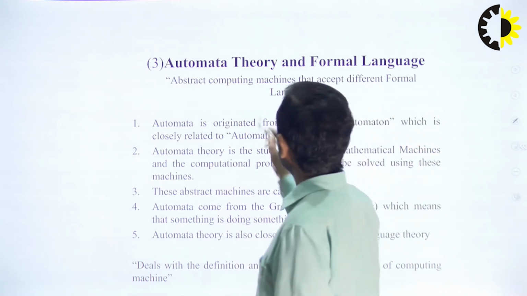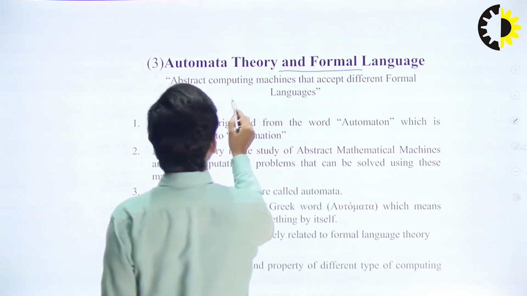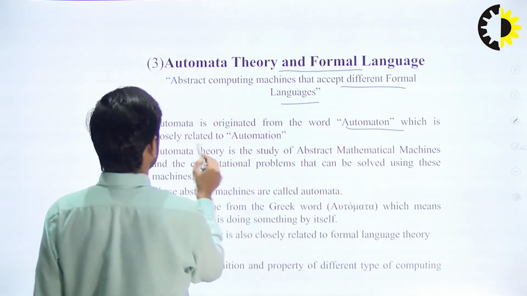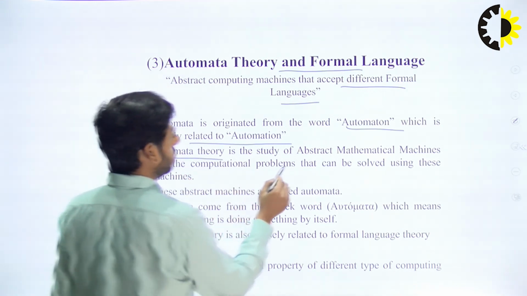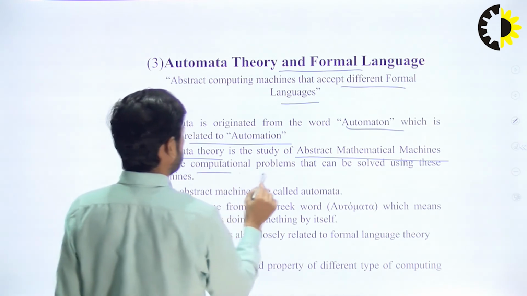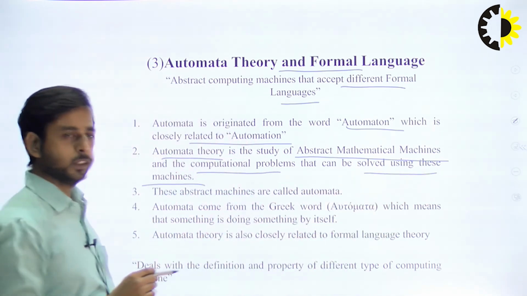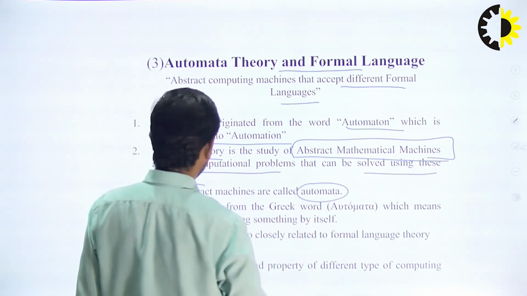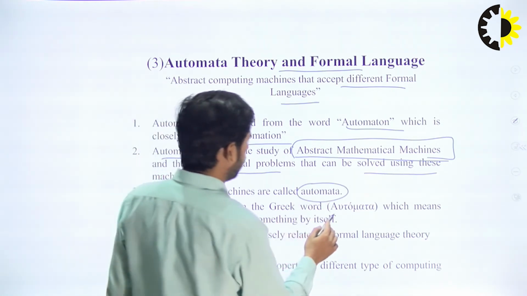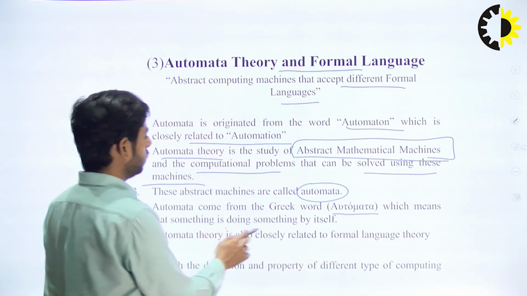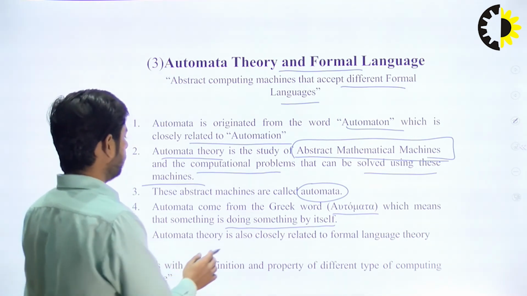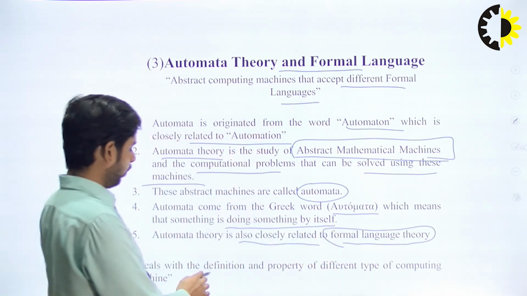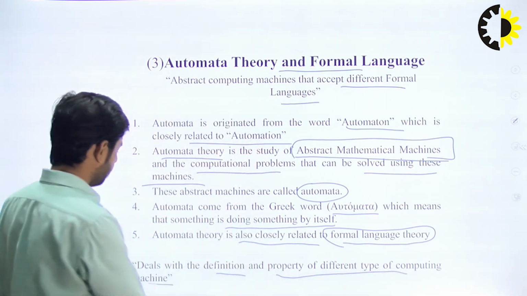Next is automata theory and formal languages. Automata are abstract computing machines that accept different formal languages. Automata originated from the word automaton, which is closely related to automation. Automata theory studies abstract mathematical machines and the computational problems that can be solved using these machines. These machines are known as automata, which comes from the Greek word automata, meaning something that does something by itself. Automata theory is also closely related to formal language theory, and it deals with the definition and properties of different types of computing machines.